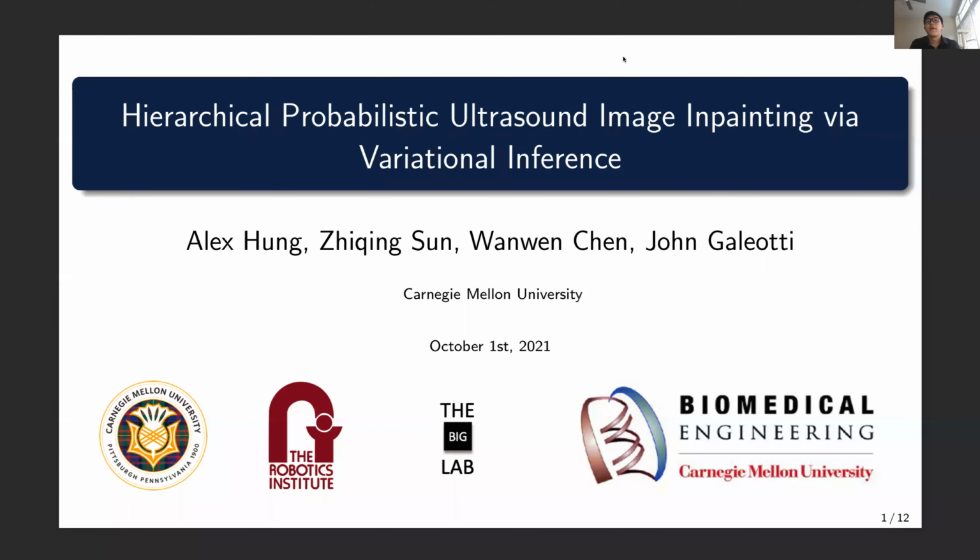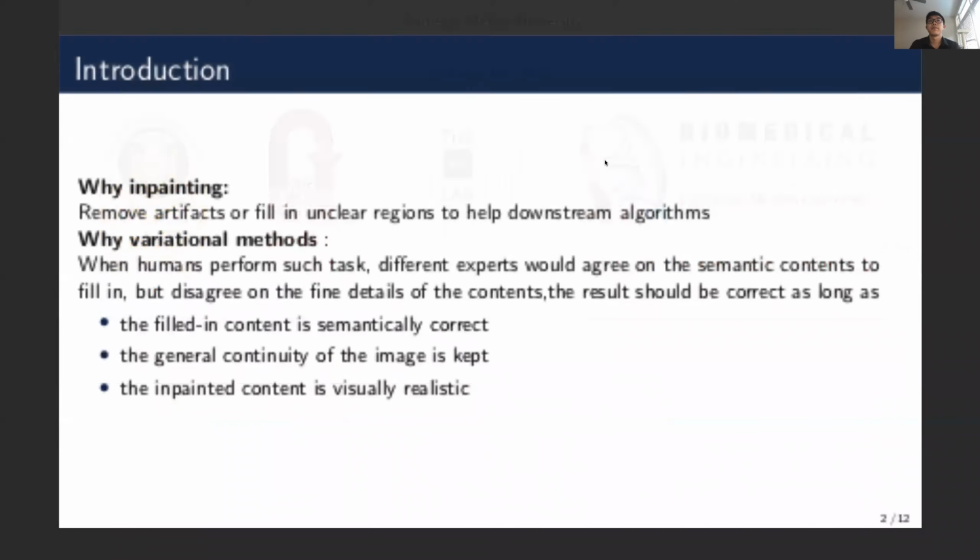I'm Alex Hom, the presenter of this paper, Hierarchical Probabilistic Ultrasound Image Inpainting via Variational Inference.